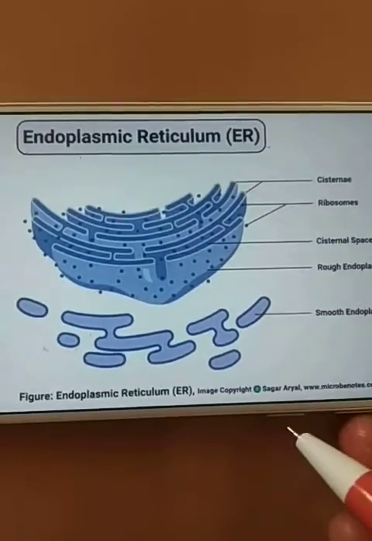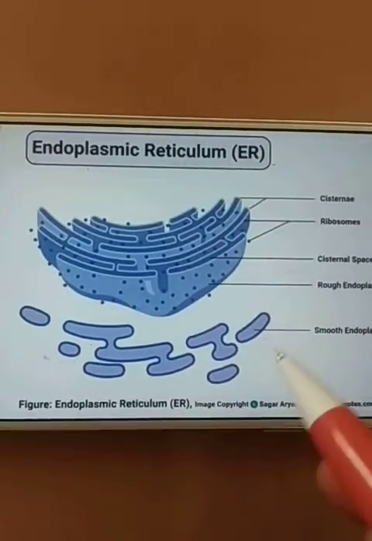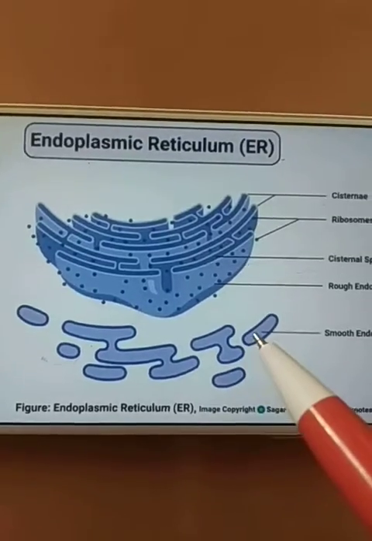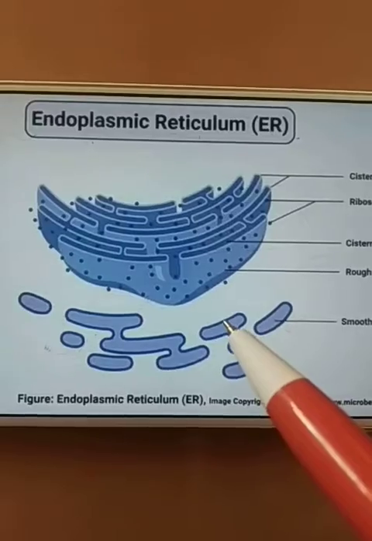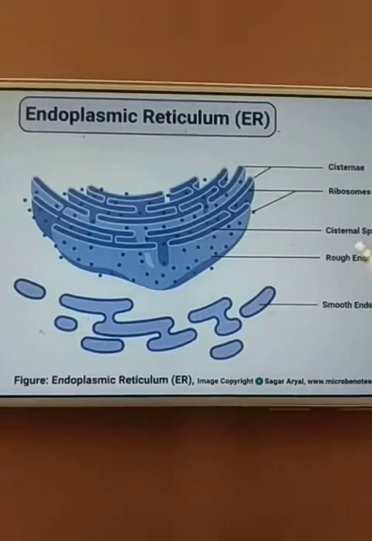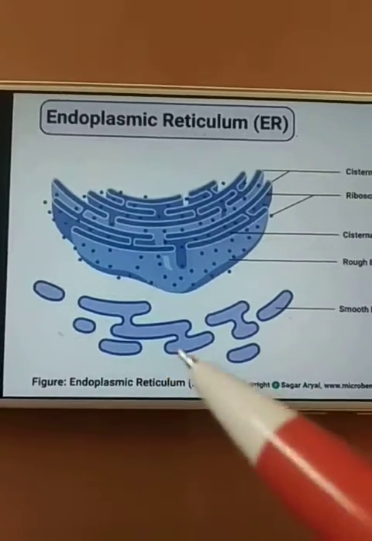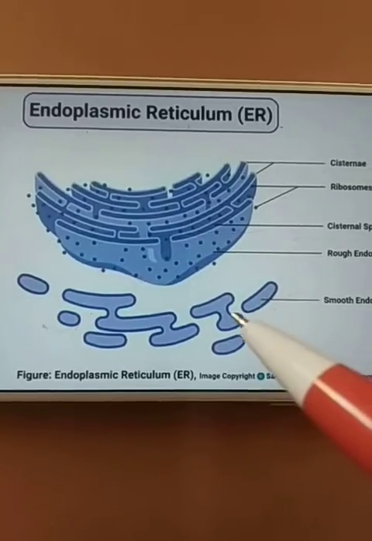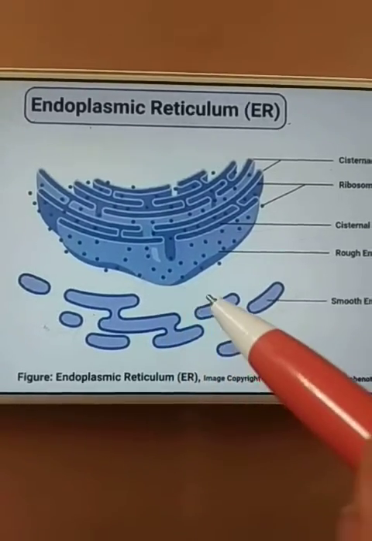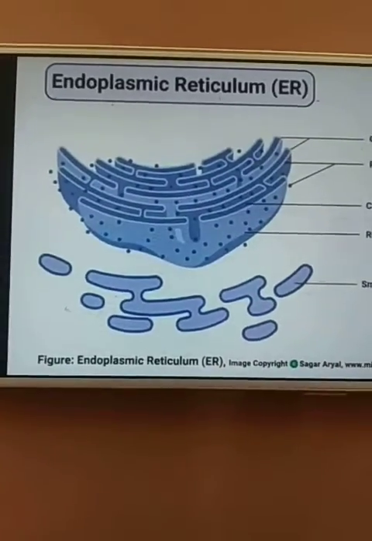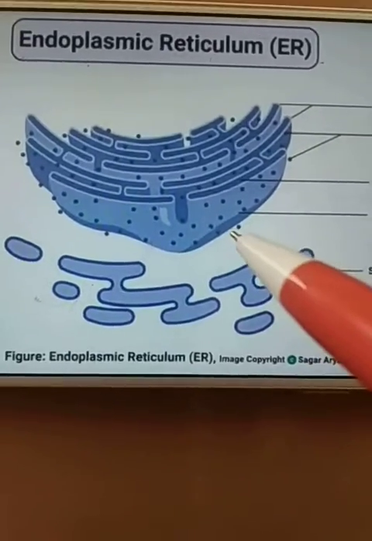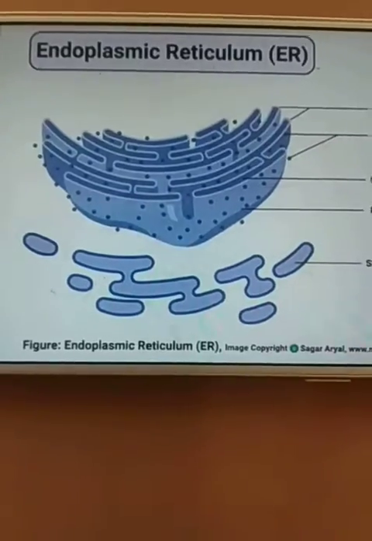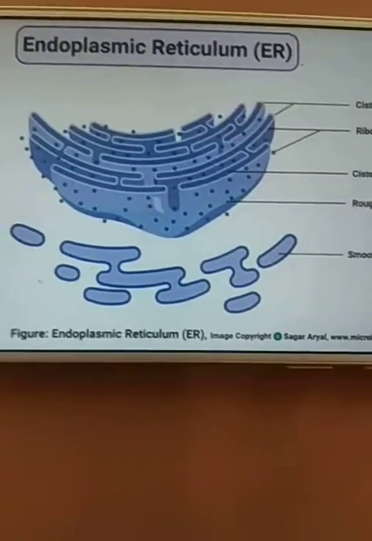So, what are the functions of endoplasmic reticulum? It performs synthesis of protein, and second, synthesis of lipid. It also provides internal, mechanical support to the cell, and it helps in secretion of enzymes and hormones inside the cell. These are the functions of endoplasmic reticulum.